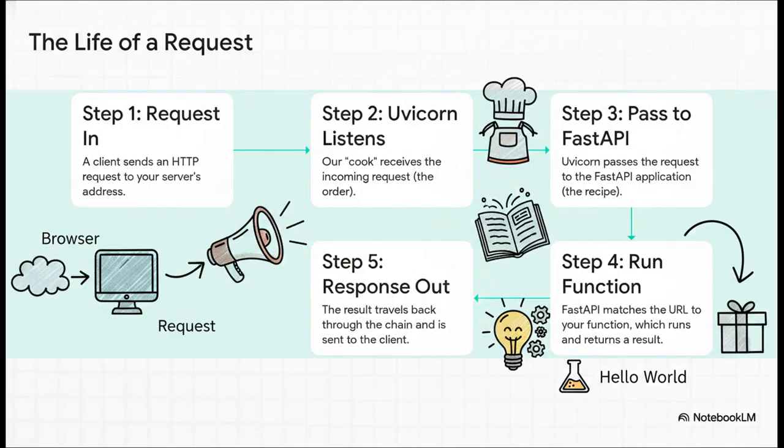Okay, here we go. It all starts when a user's browser sends a request to our server. Uvicorn, our cook, is listening and immediately catches that request. Uvicorn then passes that order over to our FastAPI app. FastAPI, our recipe book, looks at the URL to find the exact right recipe, which is our decorated Python function. Then our original little function runs, returning hello world. That result is then passed back through FastAPI, then through Uvicorn, which serves it all the way back to the user's browser as a complete response.